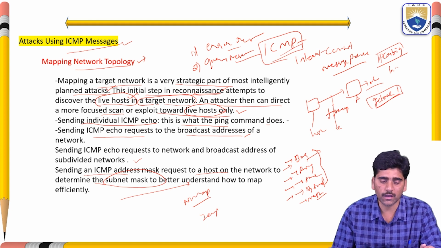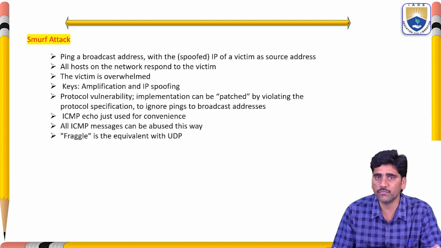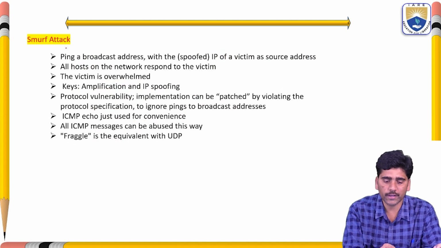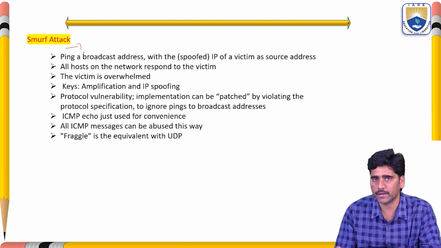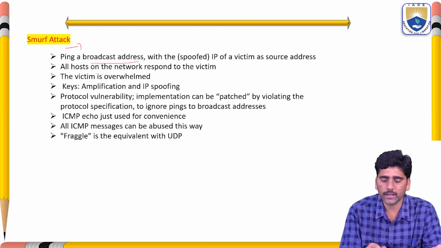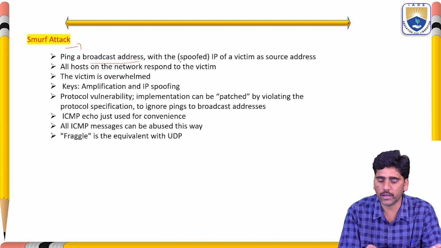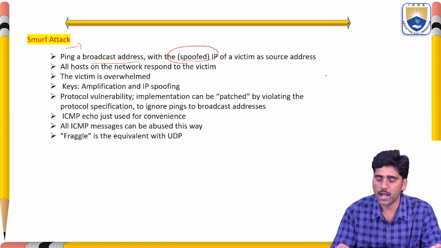So this is the attacks using ICMP messages in mapping network topology. And the second one is what? Smurf attacks. Smurf attacks are nothing but a ping attack, where the attacker pings a broadcast address with a spoofed IP. That is nothing but IP spoofing.